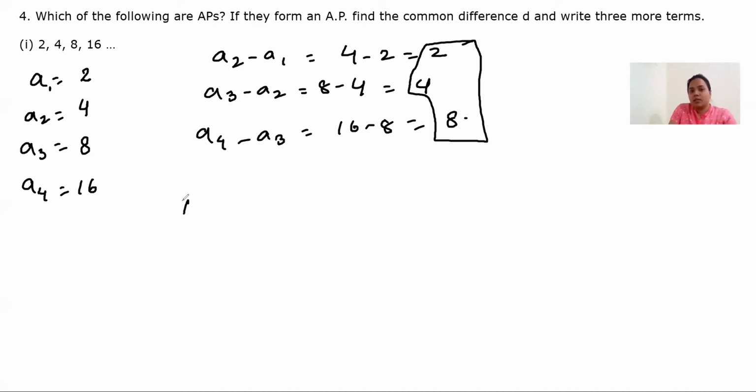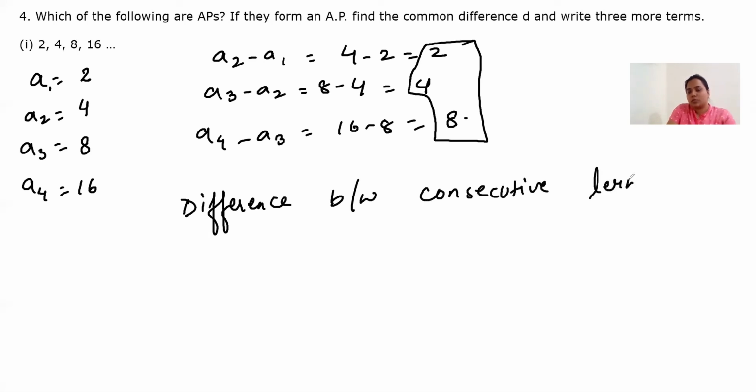We can write this: the difference between consecutive terms is not same. So this does not form an AP.